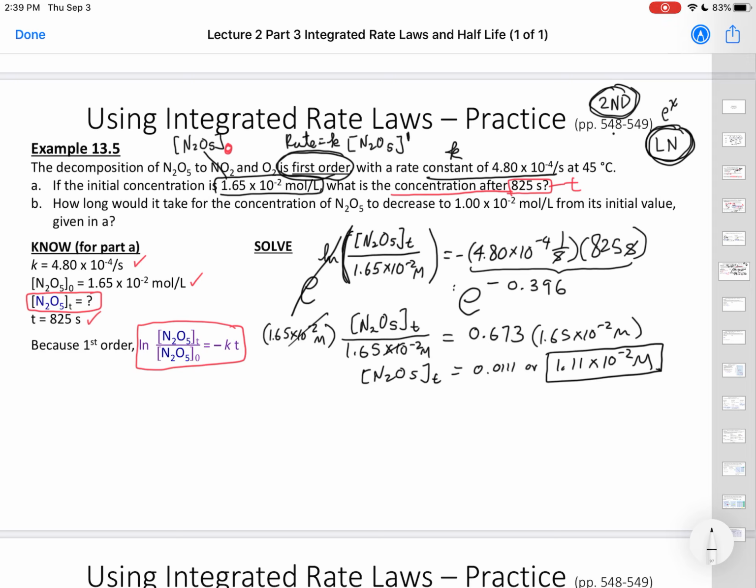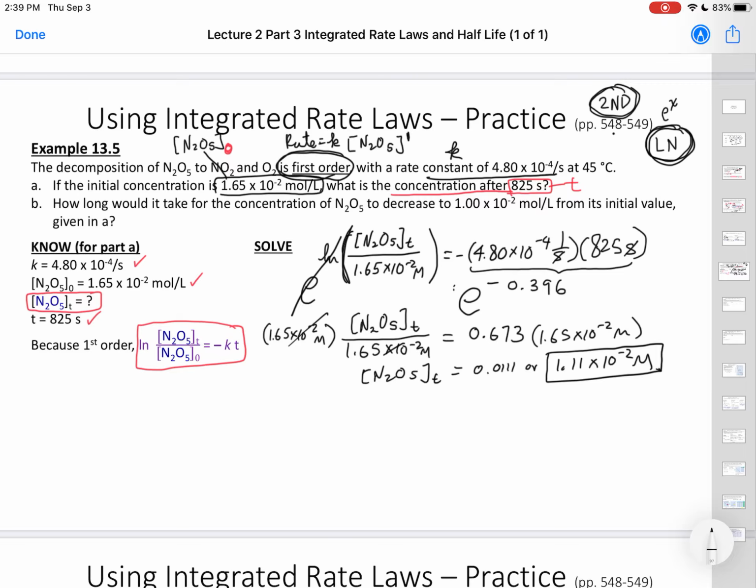Okay? And check. Make sure that your answer makes sense. You started off with 1.65 times 10 to the minus 2. You should have less as time progresses, right? This is a reactant, so it should decrease. So 1.11 times 10 to the minus 2 is indeed less than 1.65 times 10 to the minus 2.